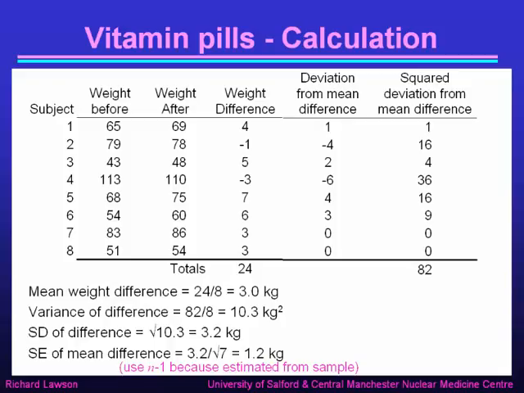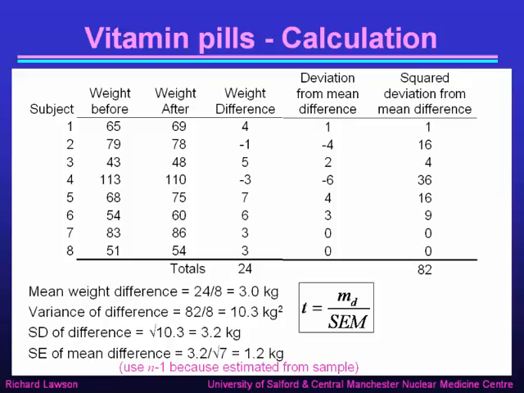So we have to estimate the standard error of the mean, and as usual we take the standard deviation 3.2 divided by root n minus 1. N was 8, so n minus 1 is 7, which gives 1.2 kilograms. Notice we're using n minus 1 because we're estimating rather than knowing the true value for the population.